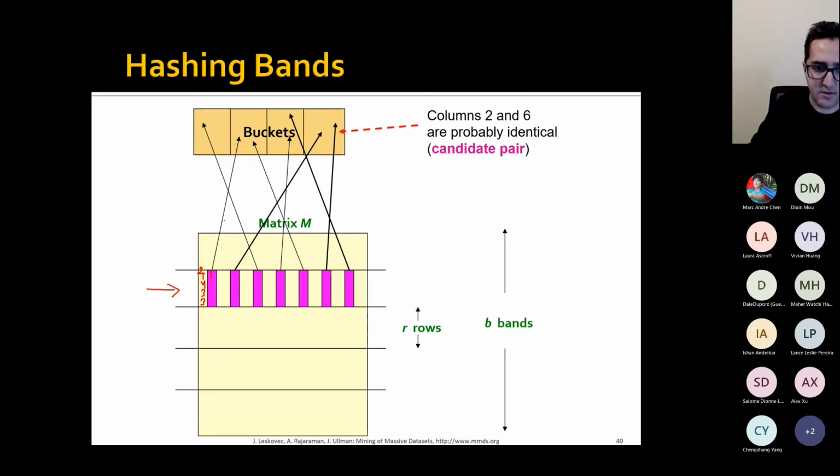Here it says, as you can see, documents 2, 3, 4, 5, 6 hash to the same bucket, right? We are saying that they are probably identical, so I consider them to be candidate pairs. Why do I say probably and not definitely? They hash to the same bucket, and I'm saying they are probably identical. Why is that?